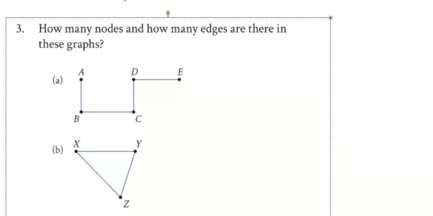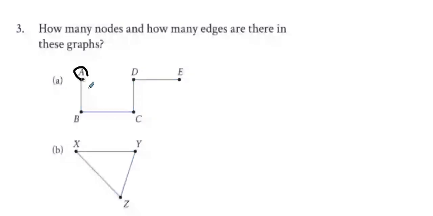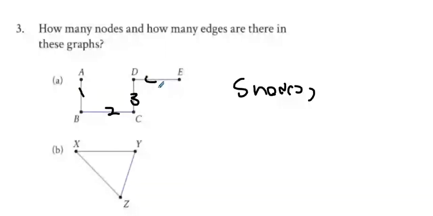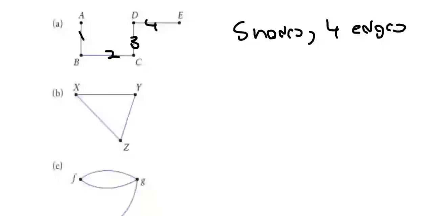Nodes and how many edges are there? Well, there's 5 letters, so that would mean 5 nodes. And then how many edges are there? Well, there's 1 line, 2 lines, 3 lines, 4 lines, so 4 edges. Okay, I'm gonna head down now and see what else I can find.